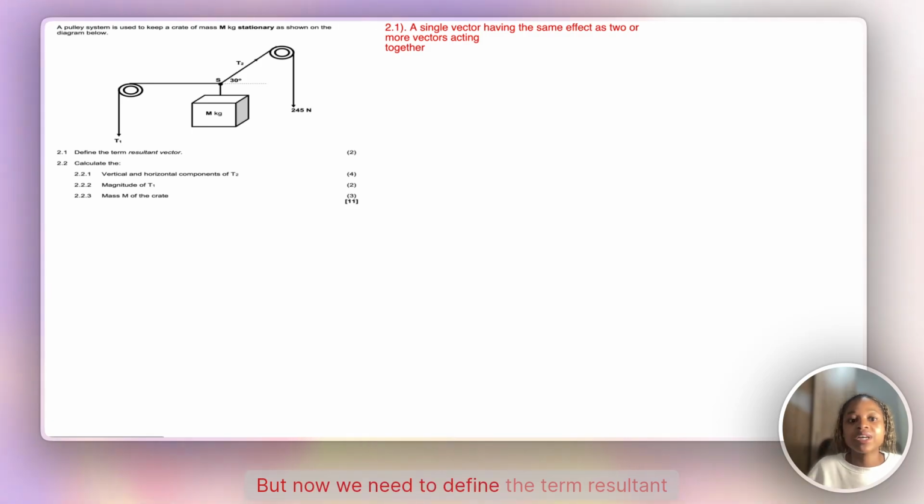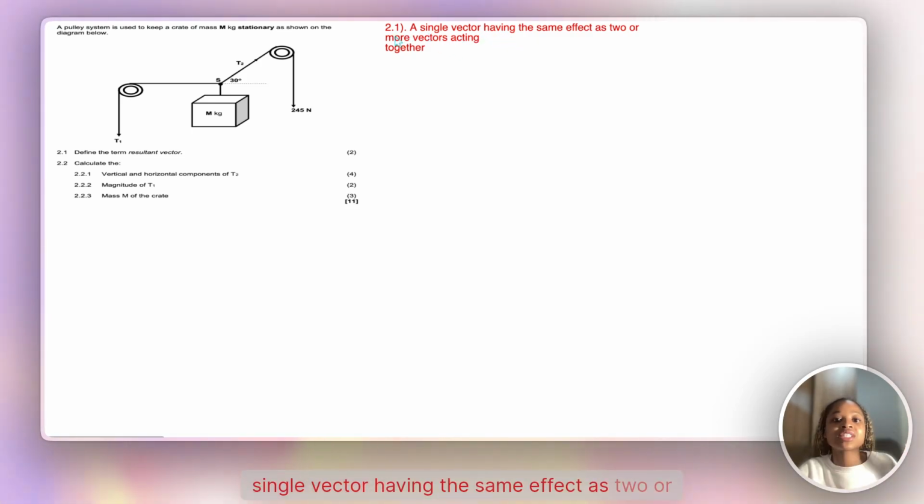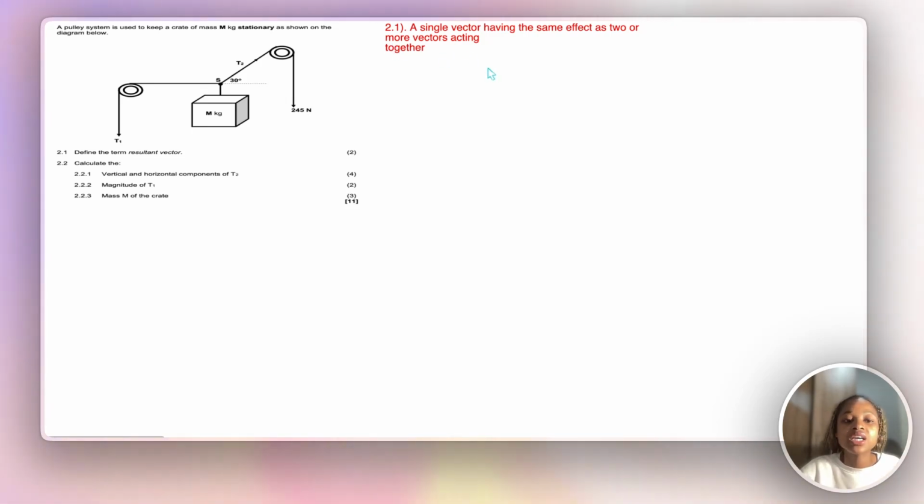But now we need to define the term resultant force, depending on which school you go to, or your textbook definition, or the definition that your teacher wants you to use. A single vector having the same effect as two or more vectors acting together. So answers can differ here, but more or less this is what it means. Let's move on to 2.2.1.